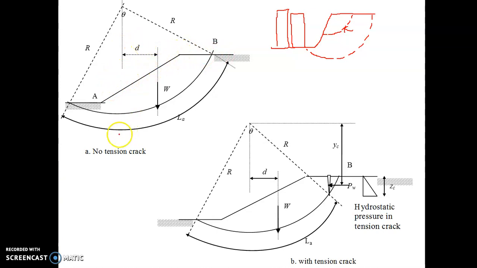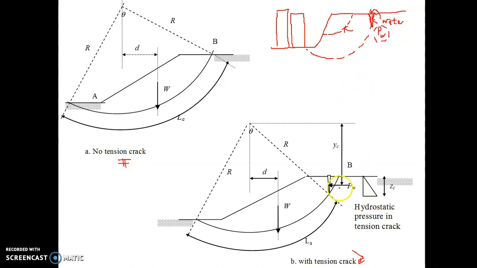So we can have a circular line with no tension crack and also with a tension crack. It means when we have an embankment here, maybe it already induced a crack. The crack can be filled with water, so we need to calculate the pressure of water here.